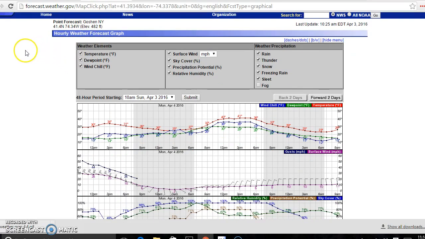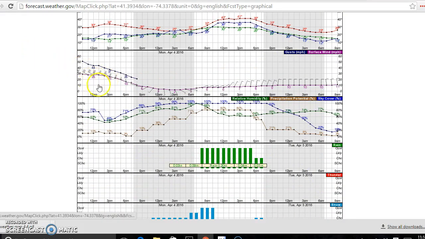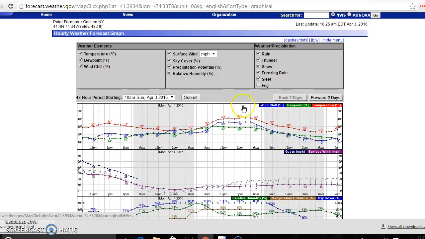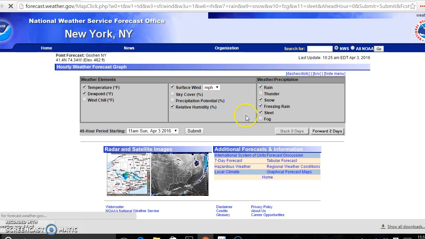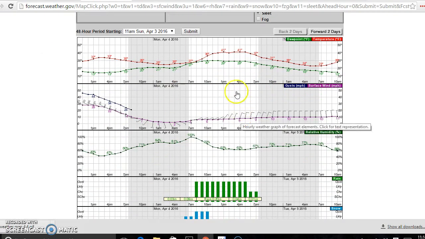So if we take a look at the weather graphs again, there's a lot of detail, a lot of different things on here. And I think what we'll do is simplify it. We'll keep temperature and dew point. We'll probably take out wind chill, sky cover, and precipitation potential. We'll leave relative humidity. We could take thunder out. And let's see how that looks. Okay, so there's a few things to take away from this.